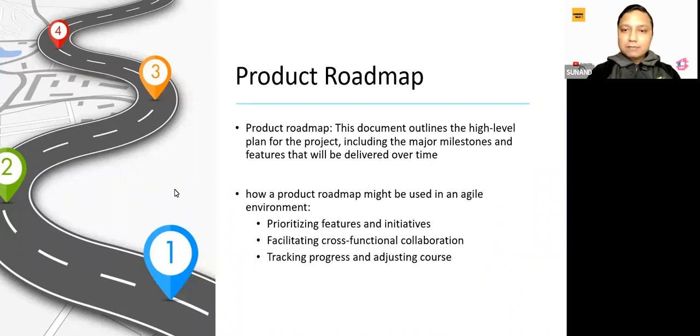Third is tracking progress and adjusting over a period of time. The product roadmap provides a way to track the progress of the product over time and to make adjustments as needed to ensure that the product stays on track and meets the overall business goals. This may involve reprioritization of features, adding new features, or making changes to the development process as necessary. So these are the important points. I would say that the product roadmap is an important tool for aligning the team's efforts with the broader business goals. Let's see the example.